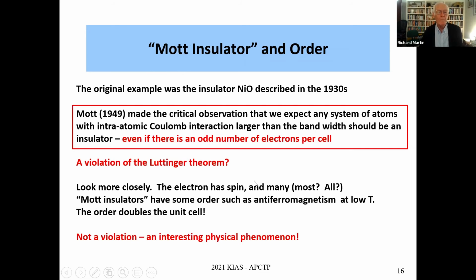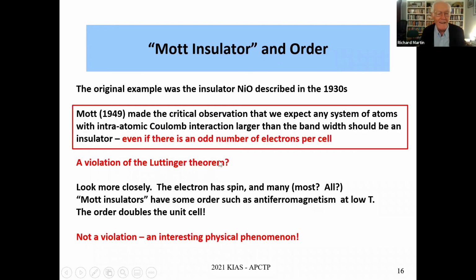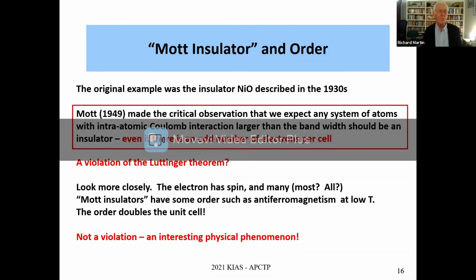Well, look closely. The electrons have a spin. And most, and maybe all, so-called Mott insulators have some underlying order, such as antiferromagnetism at low temperature. The order doubles the unit cell, giving larger unit cells. And of course, if now there are 2 electrons per cell, there's no problem in the system being an insulator. And there's no problem with the Lieb-Schultz-Mattis theorem because there was a change where it just doesn't apply.